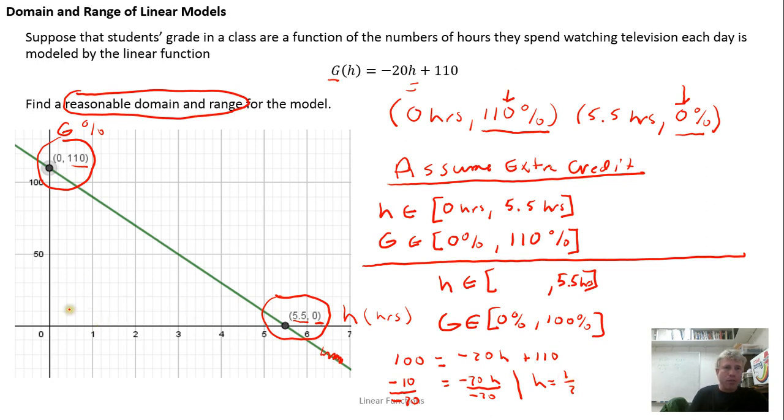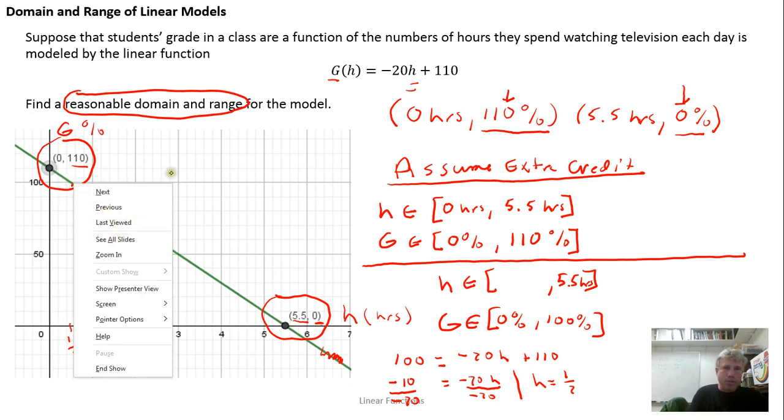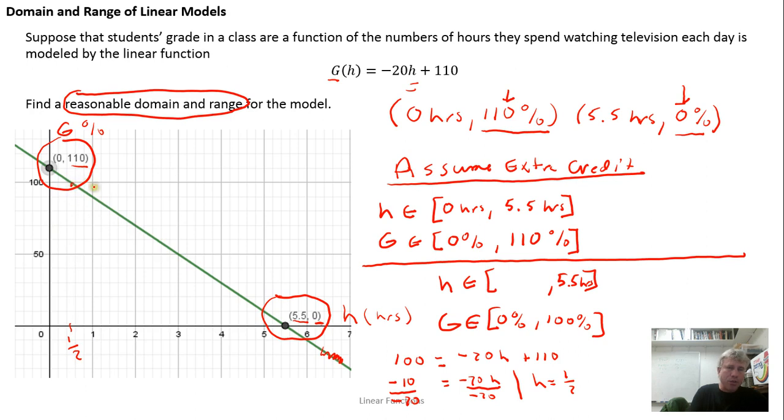And if we look at the graph, we could ask the question, does it look like 1/2 hour is corresponding to 100? And if it does, then it's a good indicator that our algebra is okay. So here I would say 1/2 hour would correspond to 100%. So that would be another reasonable domain and range for this model.